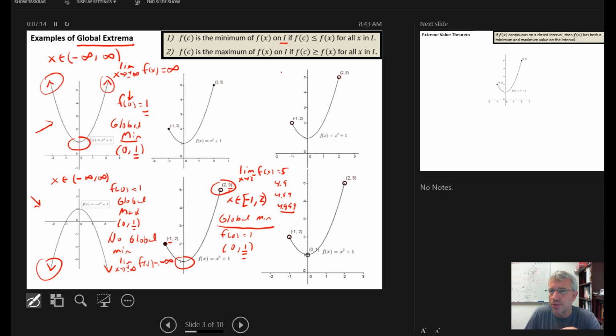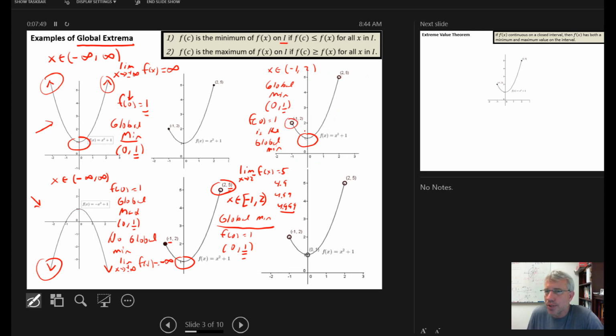Here, my function's defined on the open interval from -1 to 2. I still have a global minimum occurring right here, so there is still a global minimum, and it happens at the ordered pair (0, 1), and the global minimum is 1. 1 is the global minimum, so f of 0 equals 1 is the global min, but there is no global maximum. I have an open interval.